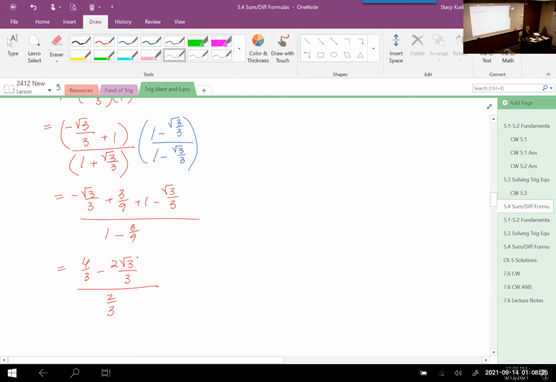Okay, now I have this complex fraction. How do I get rid of that complex fraction? Multiply top and bottom by the denominator, 3, right? All right, so I'm going to multiply the numerator by 3 and the denominator by 3. That's still like multiplying by 1.